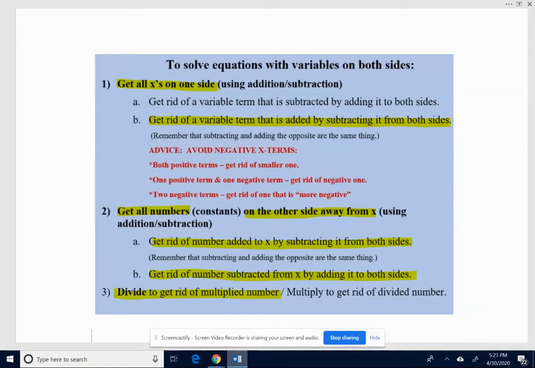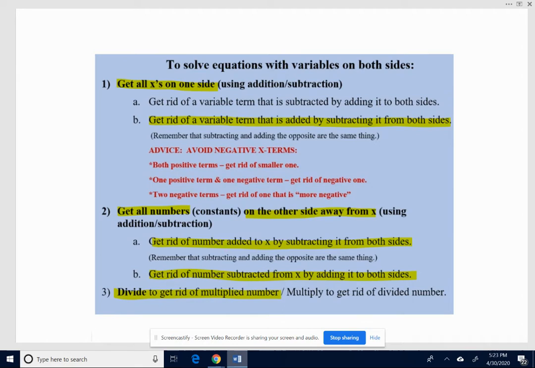Okay, this next lesson is over solving equations, and we did a little bit more at the end of the year with variables on both sides. What I highlighted is the big idea. You're not going to have to do all three steps on every problem, but this is the most you'll do on a problem.